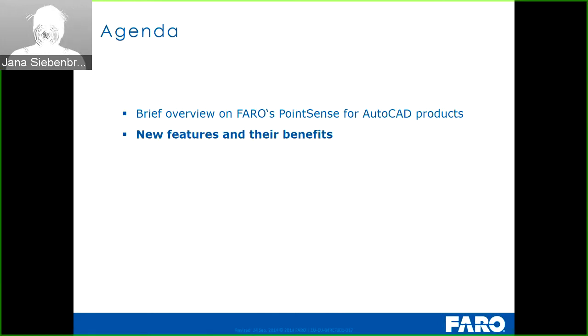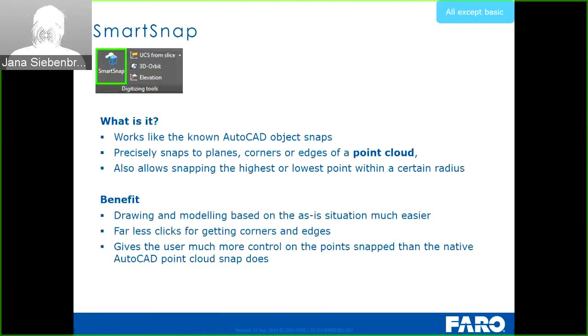All right. So much for the brief overview. Let's have a look at the new features and their benefits for you. The first feature I would like to mention is the Smart Snap, which is really new in version 17.5. It works like the known AutoCAD object snaps. With it, you can precisely snap to planes, corners, and edges of a point cloud. And we also have options that allow snapping to the highest or lowest point within a certain search radius.